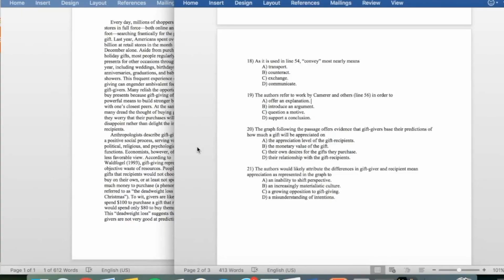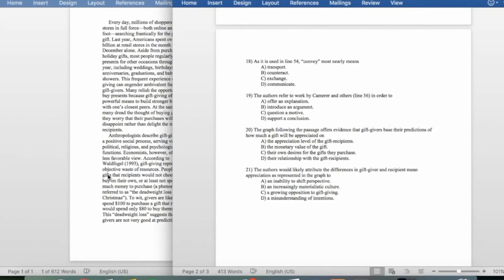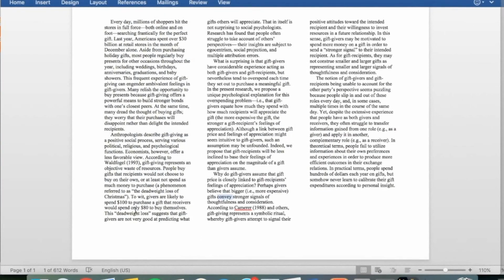All right, question 18 now. As it is used in line 54, "convey" most nearly means A, B, C, or D. So another very specific one-word question. I haven't mentioned this yet, but when I look at these types of questions, I don't even look at the answers. I look at the word, I go to the line, and I find out what I think it means based on that context. Then I go back and look at the answers and see if one of those answers matches what I think. If one of them does match, I have a really good sense that that's one of the right answers. So let's look at it here.